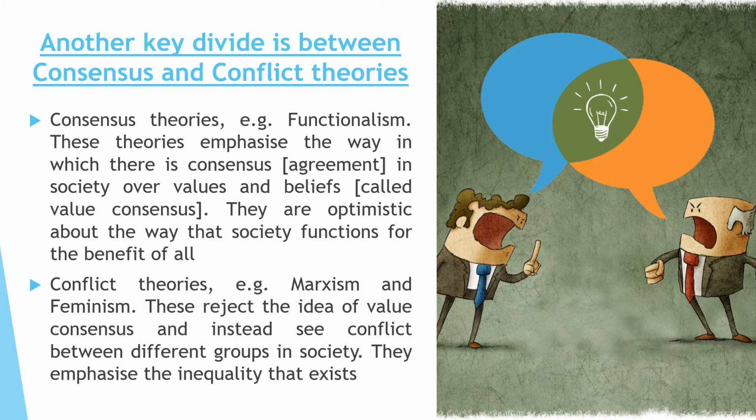Conflict theories like Marxism and feminism reject this idea of shared agreement. They say there's a disagreement, there's a conflict between two groups. So for Marxism, it's the working class and the upper classes. For feminism, it's men and women. So there's a difference between two groups, and it's a form of conflict. Now, all these theories, whether they're conflict or consensus, particularly functionalism, Marxism, feminism, are all structural, all macro theories, and they're all modern theories.